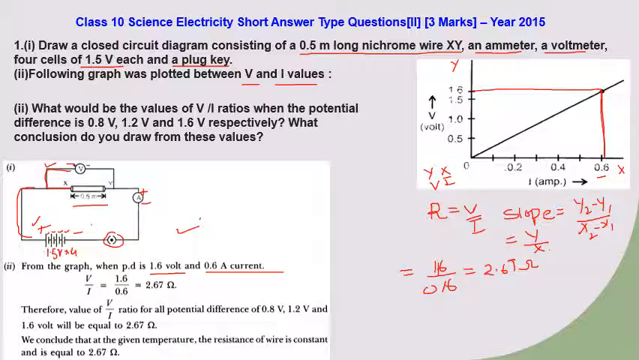Now what would be the value of V upon I ratio that we have taken when the potential difference is 0.8 volt, 1.2 volt and 1.6 volt respectively? What conclusion would you draw from these values? That if the temperature and the other physical quantities are same, then we can say that the current flow is directly proportional to the voltage difference across the battery. So this is following Ohm's law.